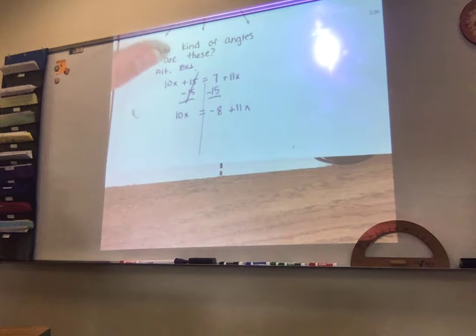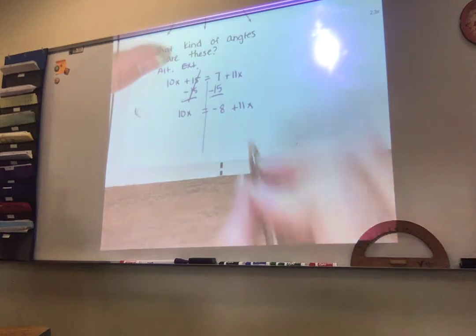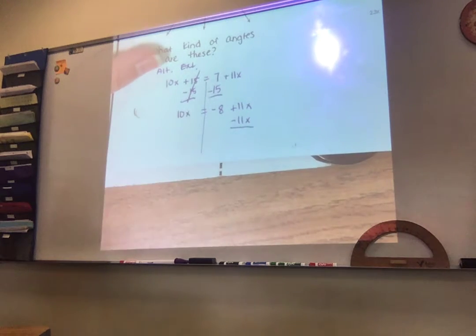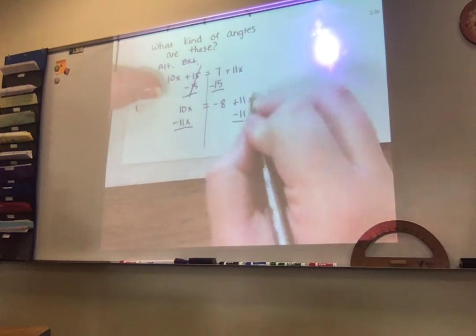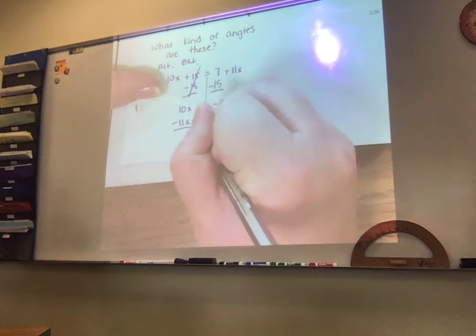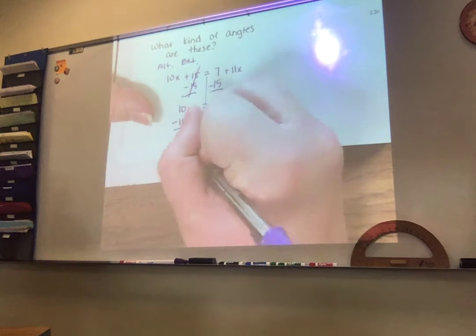Anna, what's the next step? You would minus 11x from 10x because you don't need it on both sides. Right, and I want to get x on one side, that way I can define its value. So minus 11x on both sides. So the ones on the right cancel out, I'm left with -8. What's 10x minus 11x? -1. Good, so we have negative x right here.